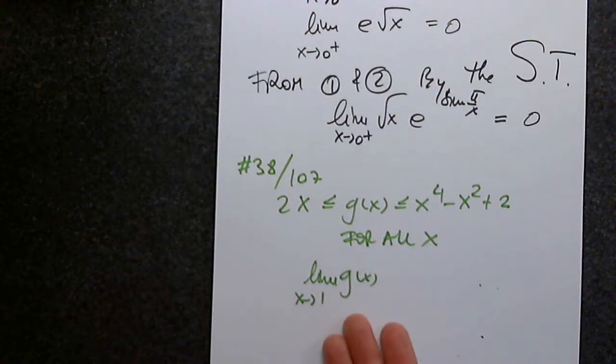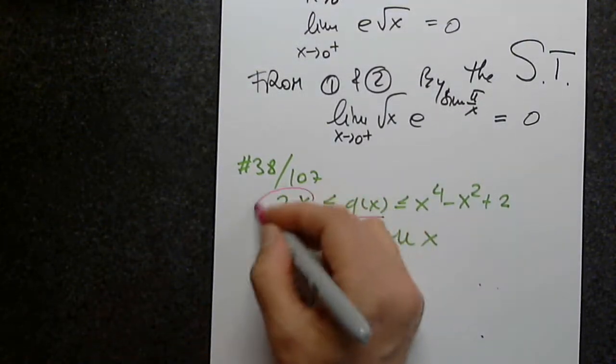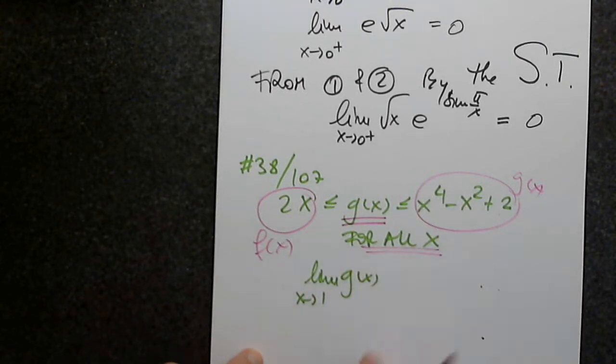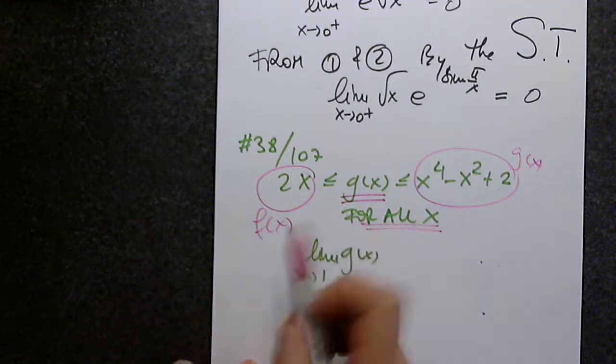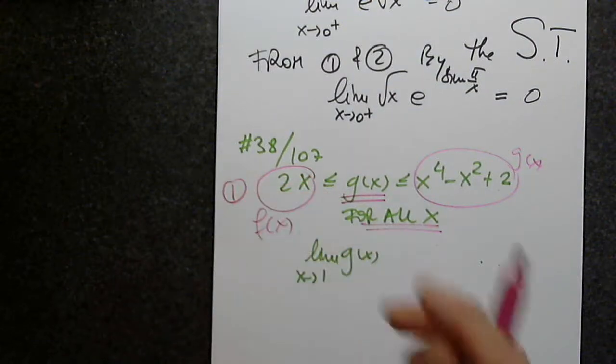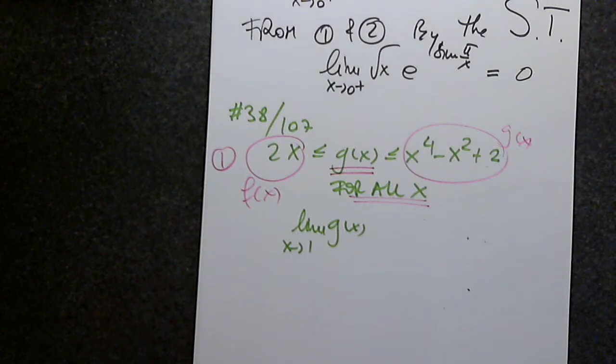I don't even have the function. The function is not even given to us. But yet we are asked to find the limit as x approaches 1. But we do know that this function is squeezed between f of x and g of x for all x. No matter what I pick, this function is squeezed between these two. So the first part of the squeeze theorem is already given to us. We do not have to find the functions that squeeze the middle one. But now what is the second part of the theorem?